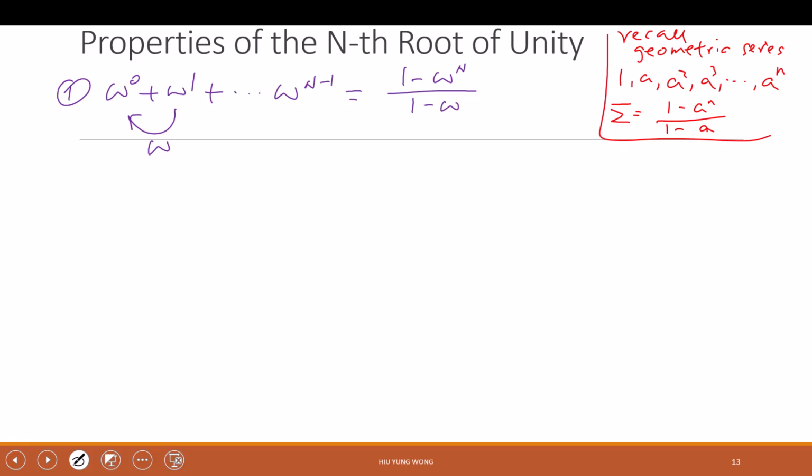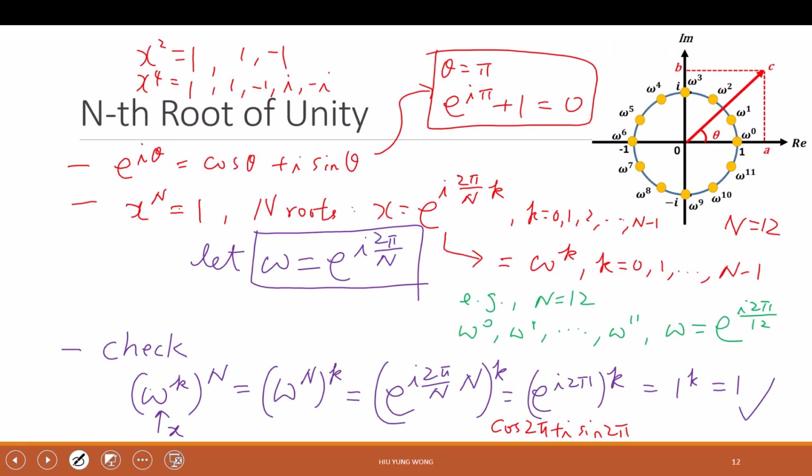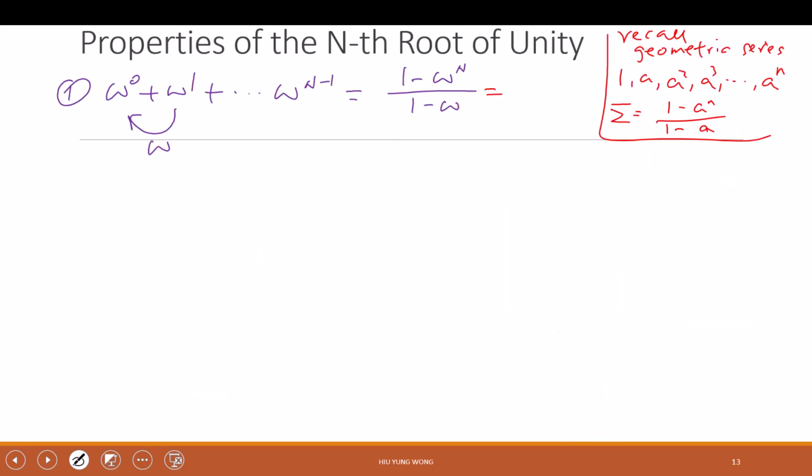What is omega to the power N? We just said that. What's omega to the power N? Because it's the nth root of unity, right? So to the power N is 1. So this is 1 minus 1 divided by 1 minus omega. So what is this? 0. Okay, fine. So the first thing we have learned is that when we sum them together, you get 0.